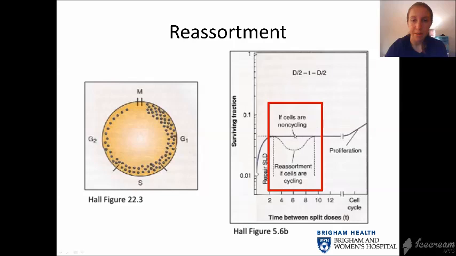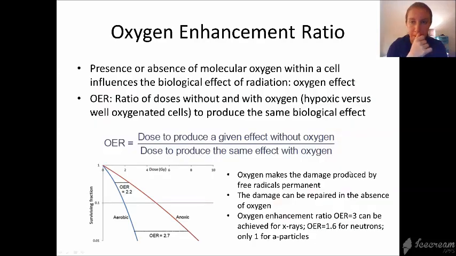The flat line is just to indicate if the cells were non-cyclic, but they always are. Then there's reoxygenation, and this one requires a little bit of explanation. So you have the oxygen effect, which is the presence or absence of molecular oxygen within a cell that will influence the biological effect of radiation. So the oxygen enhancement ratio, the OER, is the ratio of doses without and with oxygen, so hypoxic versus well-oxygenated cells, to produce the same biological effect. So the OER is equal to the dose to produce a given effect without oxygen over the dose to produce the same effect with oxygen.